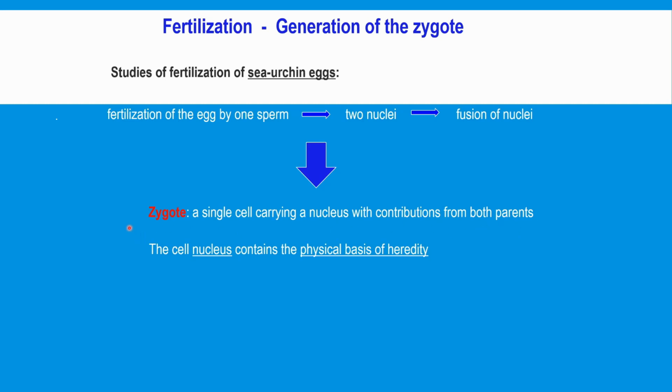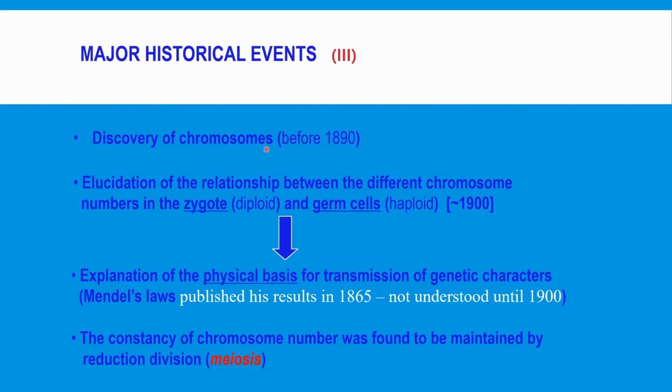And furthermore, they could then say that this cell nucleus contained the physical basis of heredity. So the fertilized egg contained hereditary elements from both parents, and that was in the cell nucleus. And it wasn't until 1890 that chromosomes were discovered and thought to be the element of hereditary nature that would be passed from generation to generation.